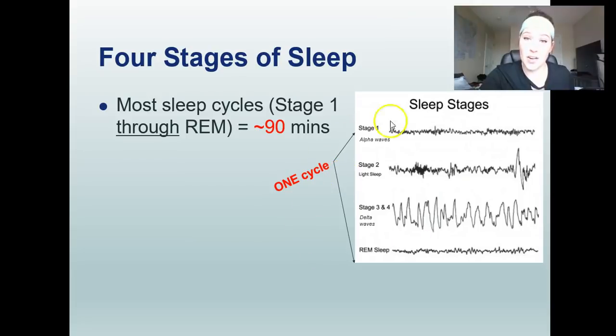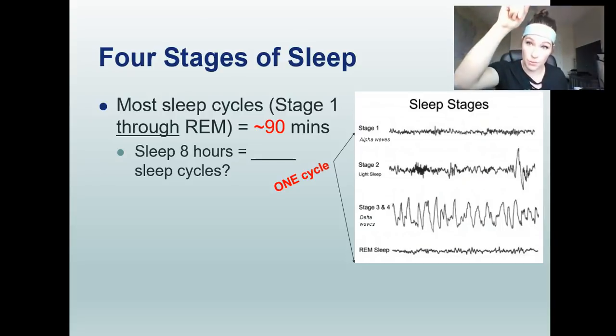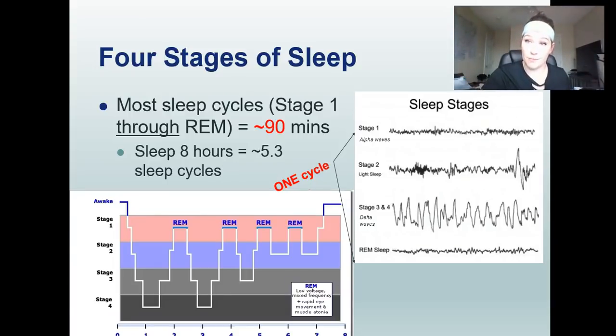So this here, stage 1 through REM, for the average person lasts around 90 minutes. That's an hour and a half to get from stage 1 through REM. And when you start on the other side of REM, that starts a second cycle. So 90 minutes is approximately one cycle. If you sleep 8 hours and your cycles are 90 minutes long each, how many sleep cycles will you have? What I want you to do right now is pause this video and calculate that. How many stages 1 through REM and then back down will you have? The answer is 5.5, roughly.